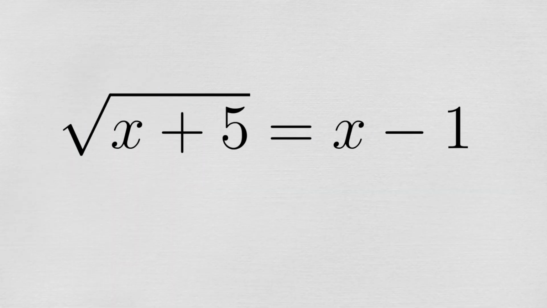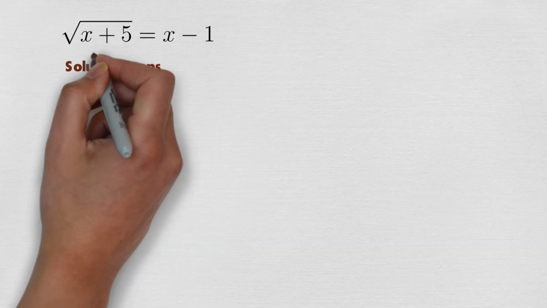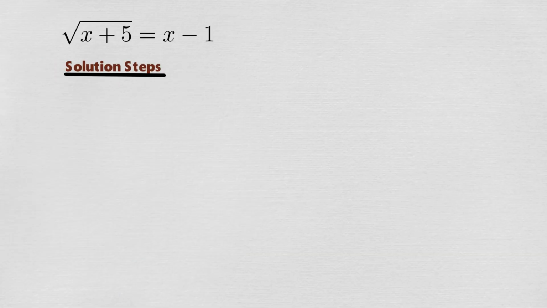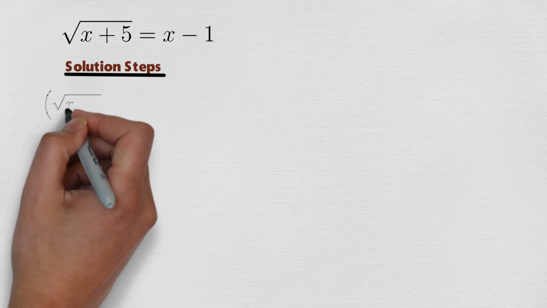Solve for x. Solution steps. Isolate the radical. The equation is already in a good form with the radical isolated. Square both sides.